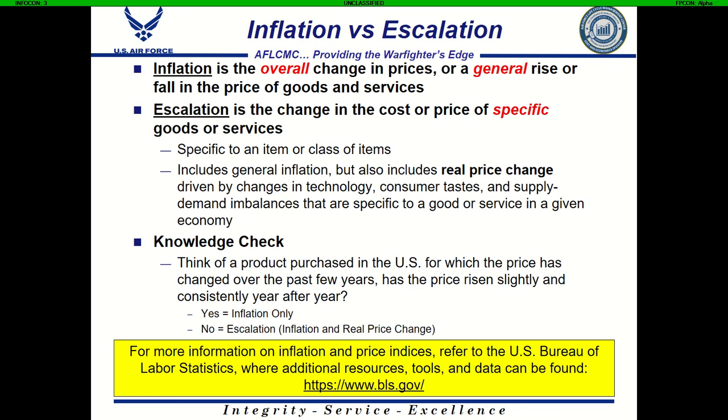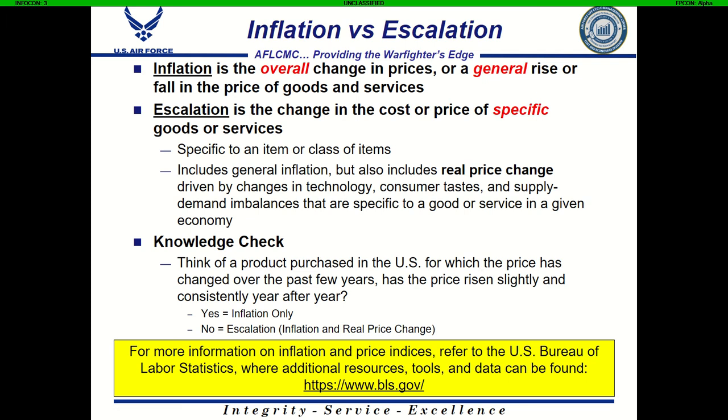This is where, again, the data at the Bureau of Labor Statistics has the consumer price indexes and the producer price indexes of various commodities. So that data could be used to do analysis on that specific product field in order to determine how that real price change has influenced the increase or decrease of that product's cost over the period of time that data is available.